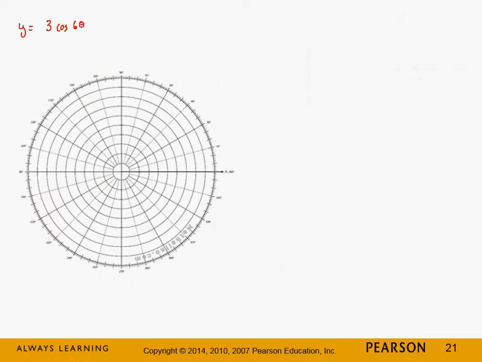I want to graph this. It's got 6 theta, so that's an even number. That means how many petals is it going to have? It's going to have 12. Even numbers have twice that many. So it's going to have 12 petals.